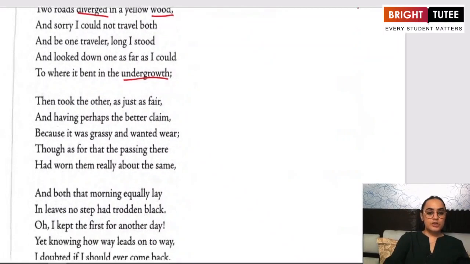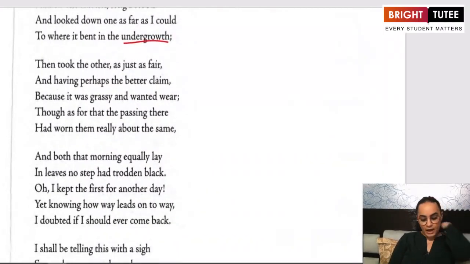Then took the other, just as fair, and having perhaps the better claim, because it was grassy and wanted wear. Though as for that, the passing there had worn them really about the same. So he says that he took the other road. So he took the second road because he found that to be very fair. He found his decision and the road to be a fair one, and he thought that the road had a better claim, a better quality, and is going to lead him to a better path of life. Because that road was grassy and wanted wear.